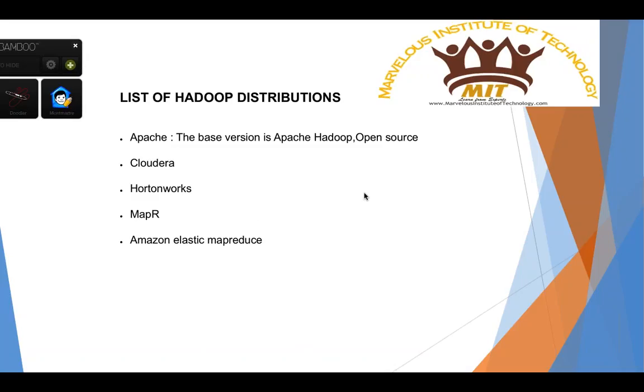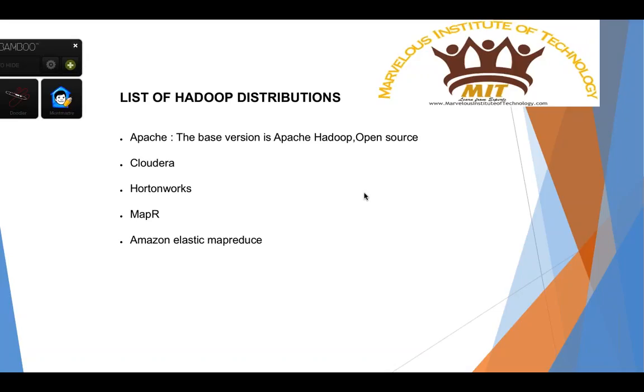And what is the list of distributions available? There are so many distributions available in the market, but the classic version is Apache Hadoop, and Cloudera, Hortonworks, MapR, and EMR, Elastic MapReduce from Amazon. There are Greenplum and some other distributions available in the market. What is the difference between the classic version and these Cloudera, Hortonworks, MapR, or some other distributions?